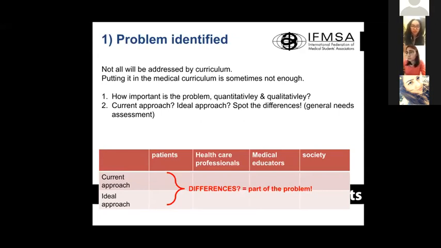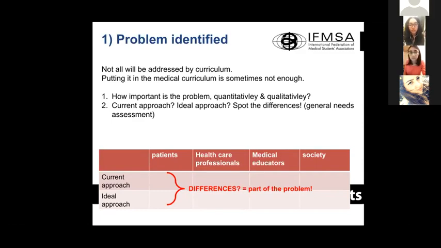For example, current approach to patients. How is the current approach to patients in Azerbaijan? What do you think about this? Or in Turkey? Or maybe there are other countries, I don't know, but it seems that we have participants from Turkey and Azerbaijan. What do you think, guys? How is the current approach to patients in your country and how would you like it to be? What do you think the ideal approach would be in your country and what's the current approach? Please describe it with a few words in the chat.